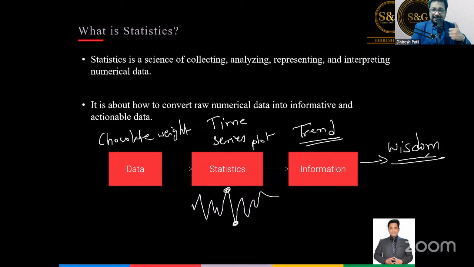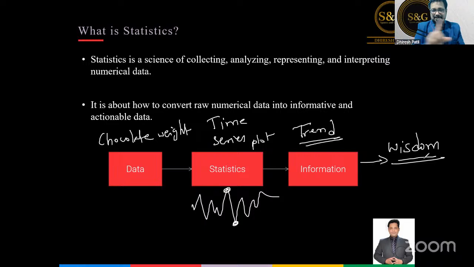I collect the data, I convert that data into some kind of a graph or a statistical model. That model will give me some information. And if I go deeper to investigate that, I will learn something very important about my process. I will come to know that if I increase the temperature, then my chocolate weight goes down. If I increase the humidity, chocolate weight will be stable, like that.